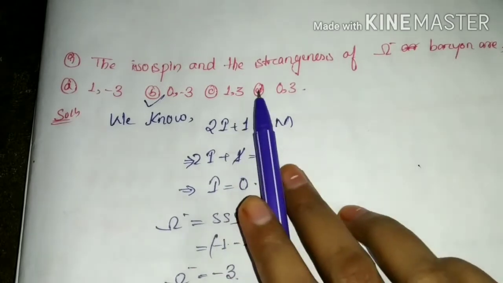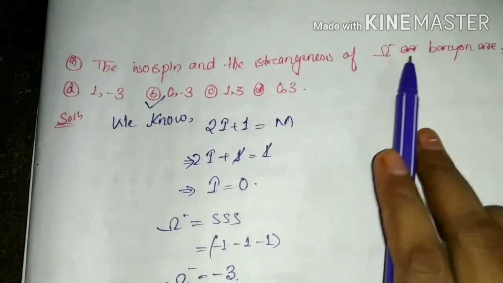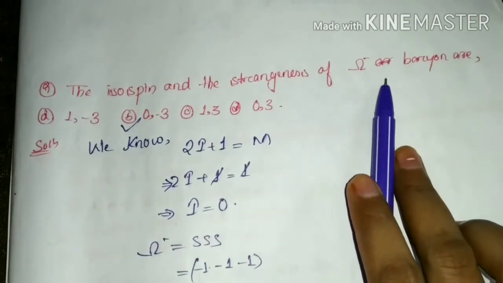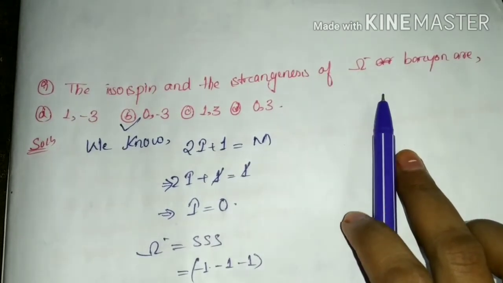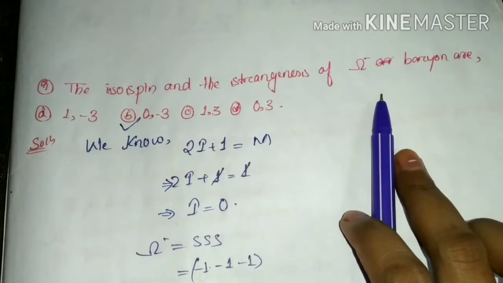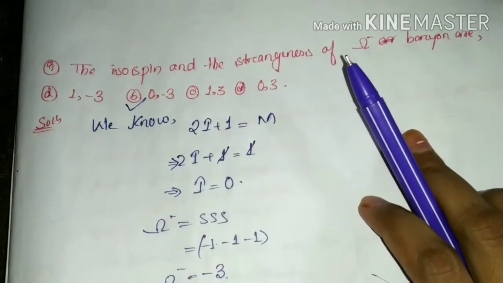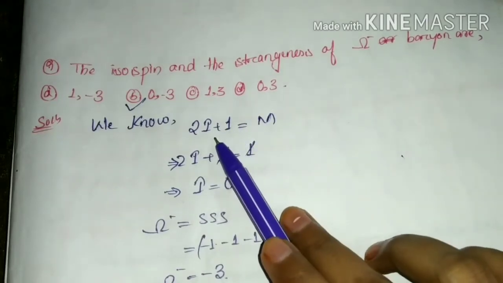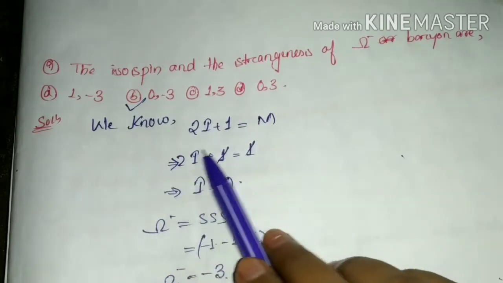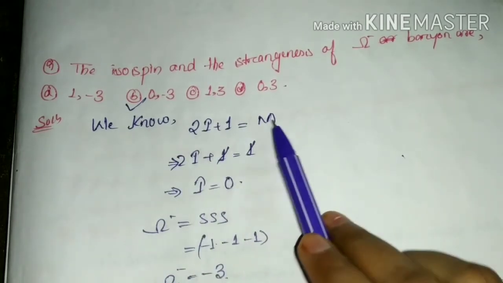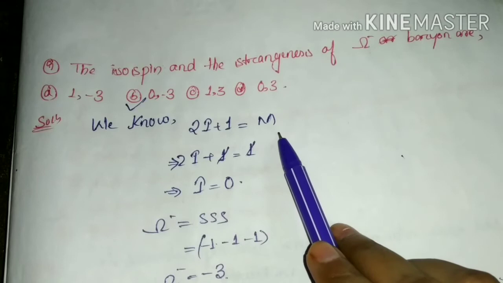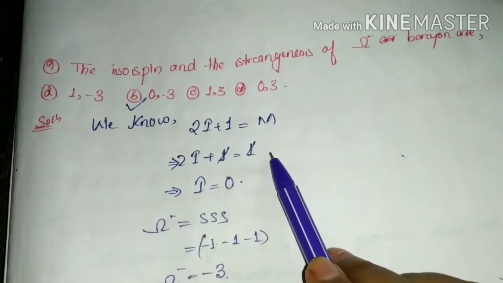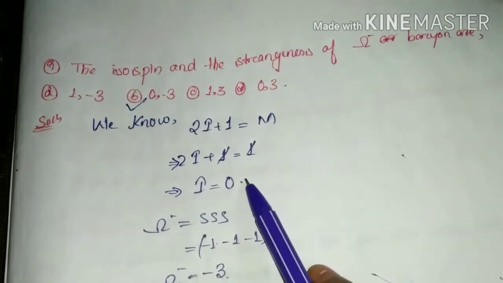Next we have the isospin and the strangeness of omega negative baryon. We have to find the isospin and the strangeness of omega negative baryon. So for this we will see that its multiplicity is 1, right? So we have the formula to find the isospin, that is 2I plus 1 is equal to M. M is the multiplicity, which is 1 here. So you can directly get 2I plus 1 is equal to 1, which will give you the isospin is equal to what?